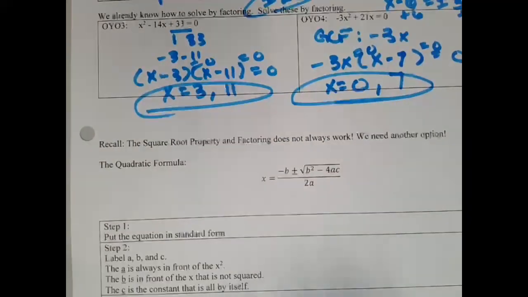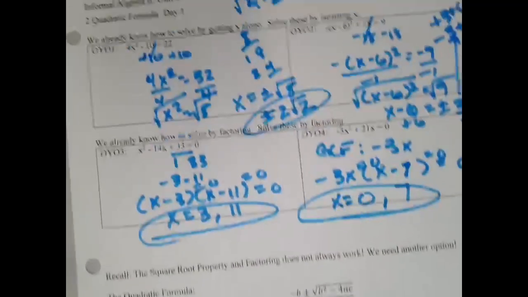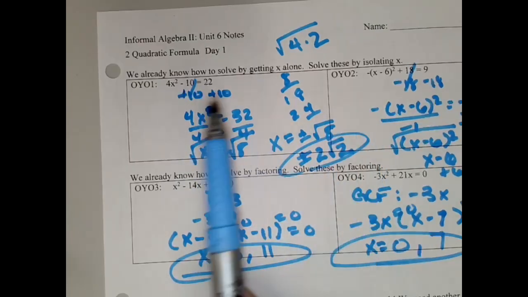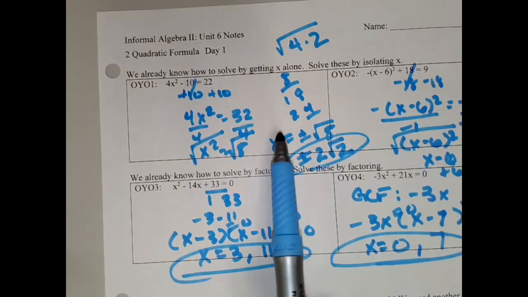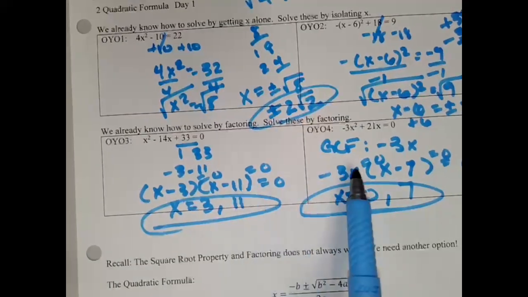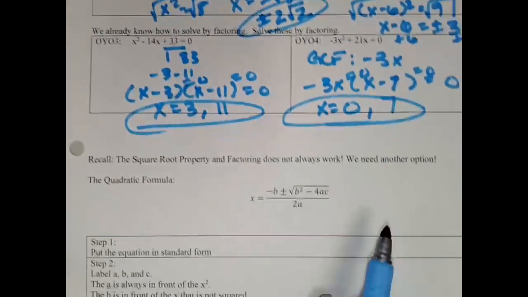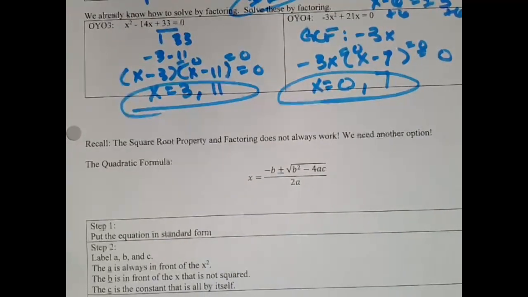Now we're going to do the quadratic formula. Just so you know, square root property, what we were doing here, you can only do when you have something being squared and constants. So square root property does not always work. Factoring. There have been some situations that are not factorable. Factoring does not always work. The quadratic formula will always work.